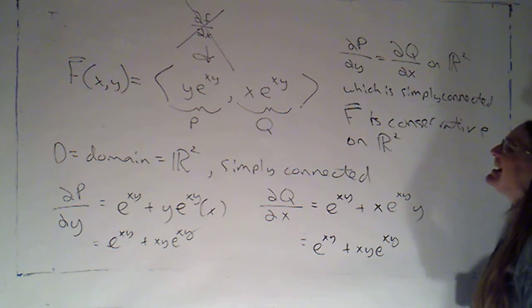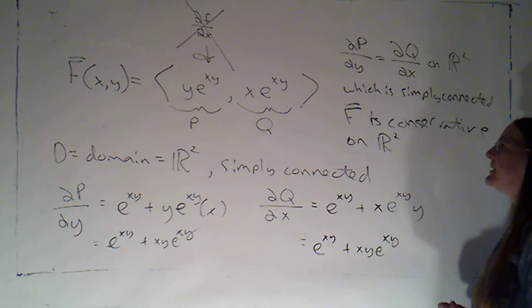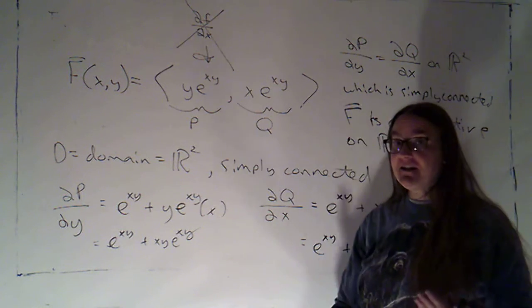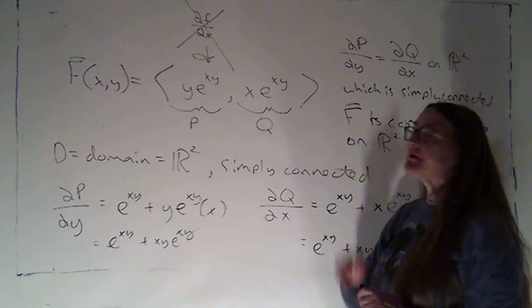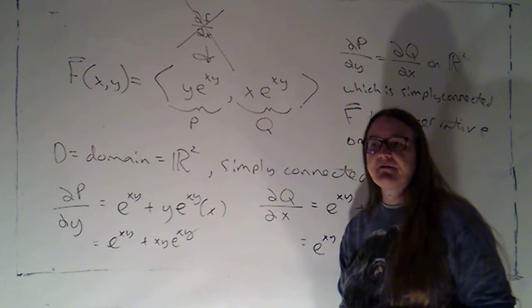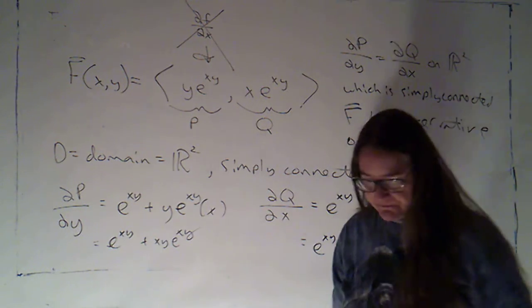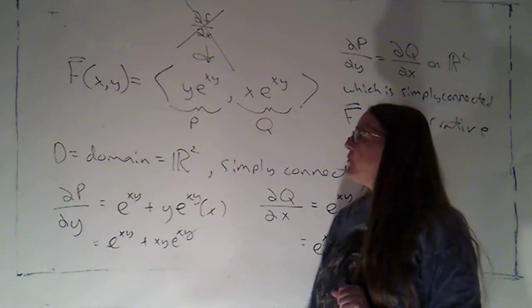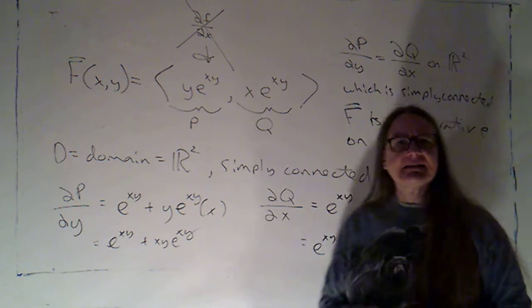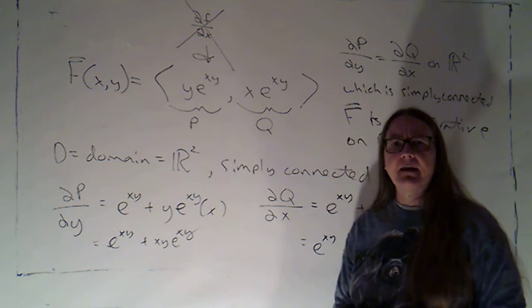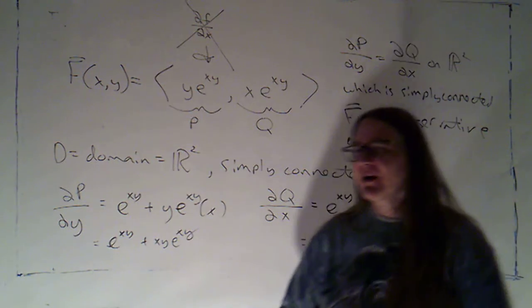All right. In the next video, we'll take a look at how we would actually go about finding a potential function after we've verified that we have a conservative vector field. Okay. And we will come back at some point and talk about why this simply connected is an important thing. Okay, we'll get there. It's just not coming up yet, right away.